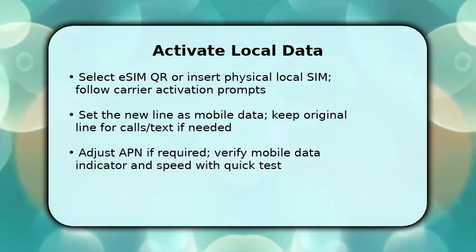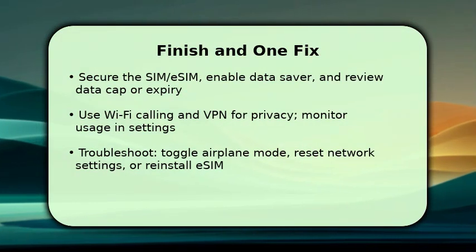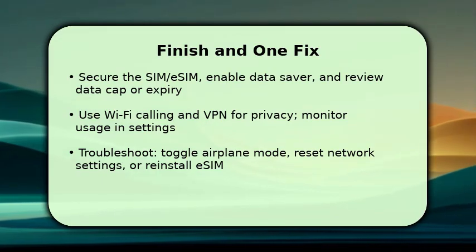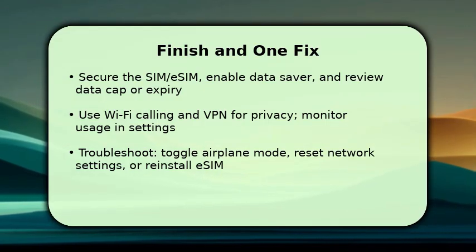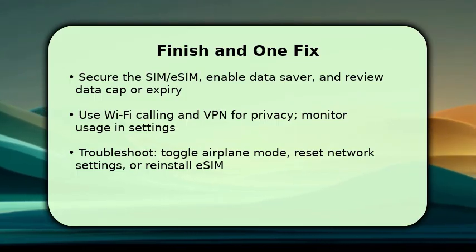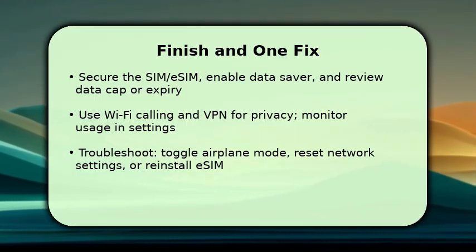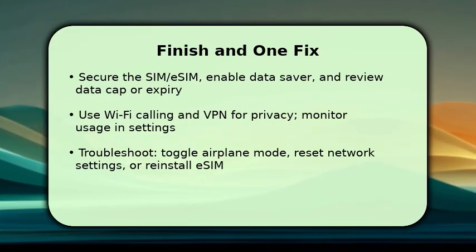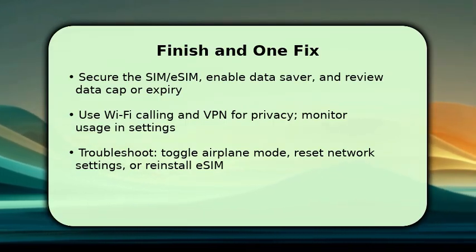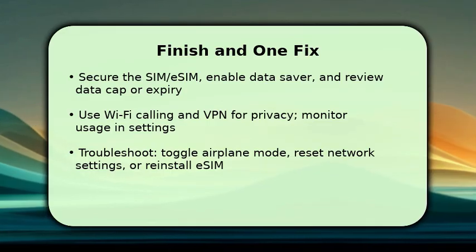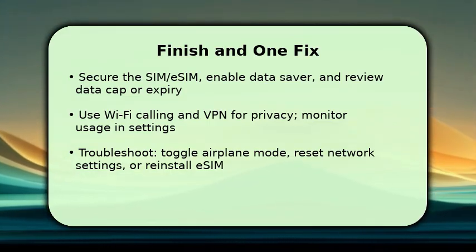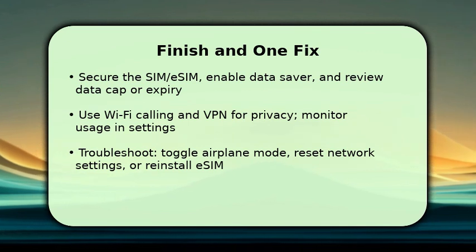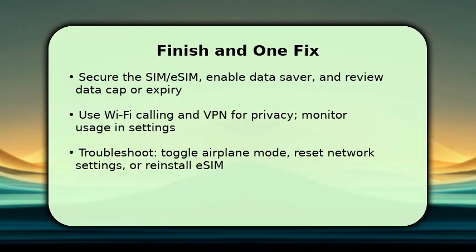To finish, secure the SIM or lock the eSIM profile, enable a data saver, and set a usage cap or alerts so you don't overspend. Make sure Wi-Fi calling is enabled if you need incoming calls, and consider a VPN for privacy over public networks. If data fails, first toggle airplane mode off and on. If that fails, reset network settings or reinstall the eSIM profile as the one key troubleshooting move that resolves most activation and routing issues.